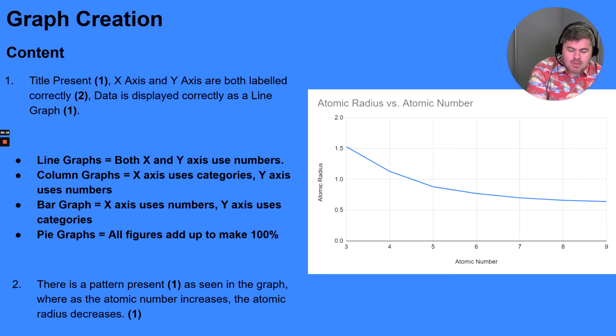Now, as we can see here, there is a discernible pattern. As the atomic number increases, the atomic radius decreases, based on the information that we've been provided. Okay? At no point does that graph spike anywhere, or change in any way, shape, or form. So it's pretty crucial.